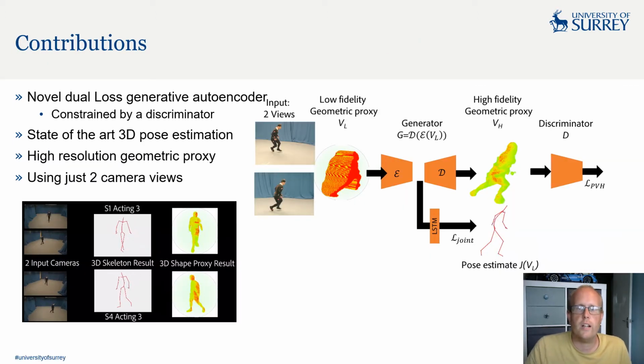Our work is inspired by contemporary super-resolution algorithms that apply learned priors to enhance visual detail in images, to instead denoise low-fidelity geometric proxy volumetric data into high-fidelity proxies and estimate 3D pose. We use a multi-channel symmetric 3D convolutional generative encoder-decoder with a dual loss to enforce the learning of a latent embedding that enables inference of the skeletal joint positions and a volumetric reconstruction of the performance, which is all constrained by a discriminator.